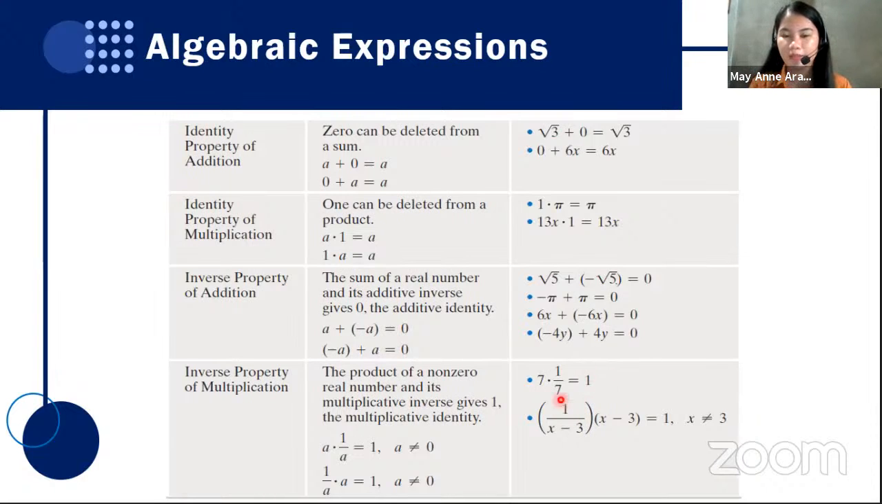Same with this. If we multiply 1 over x minus 3 by x minus 3, we can just cancel this and then cancel this. The answer will be equal to 1 where x is not equal to 3, kasi magiging undefined if the value of x here is 3, as 1 divided by 0 is undefined.